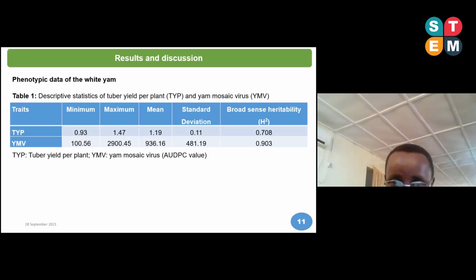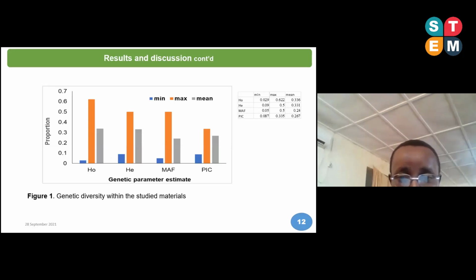We can see the broad sense heritability for both of the traits is really high because it's over 60%, over 0.6, so it's really high. And now when we look at the marker distribution across the chromosome, we can see some values here depicting the variability, the wide variability, even in the traits studied.